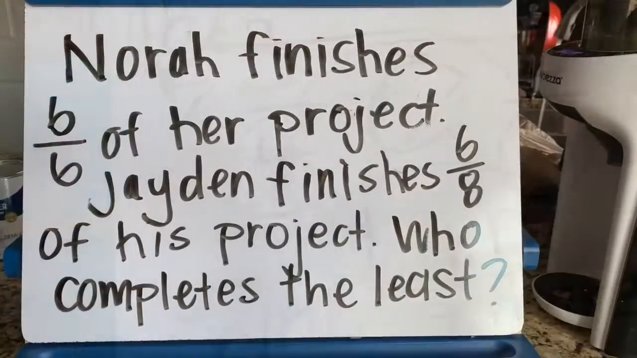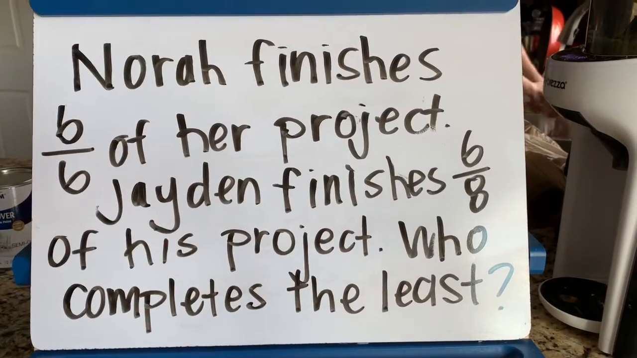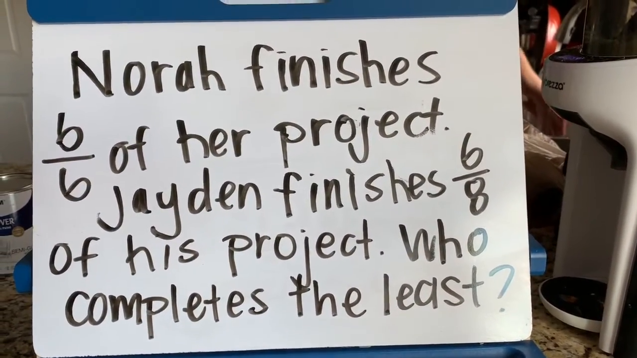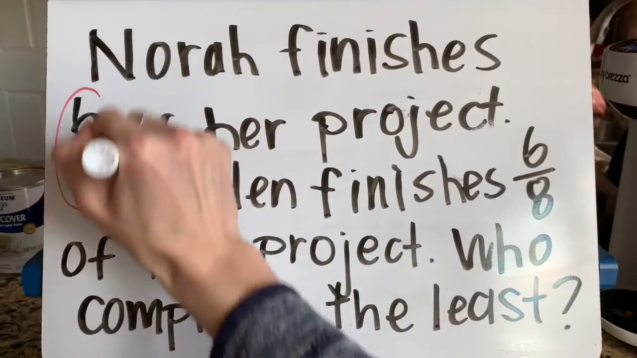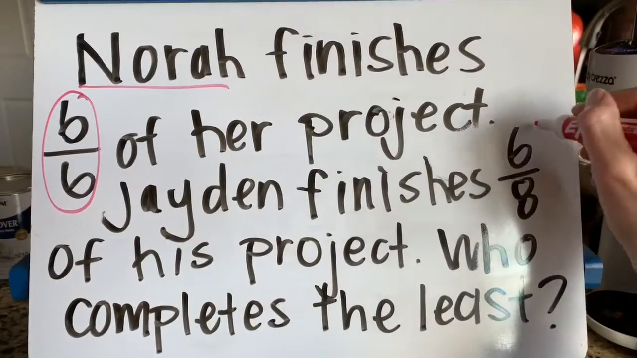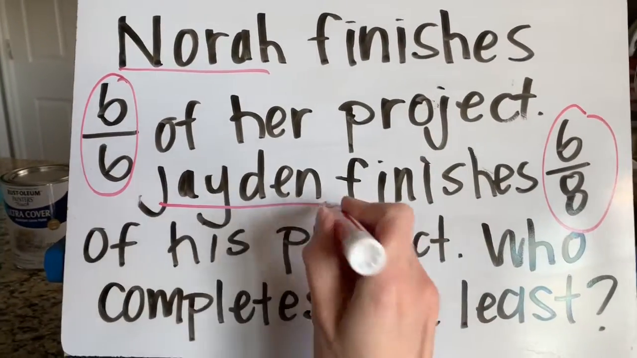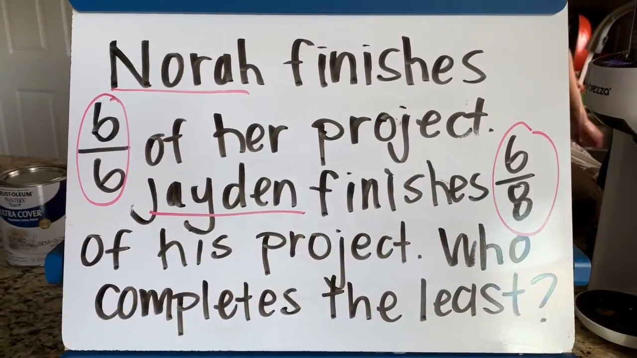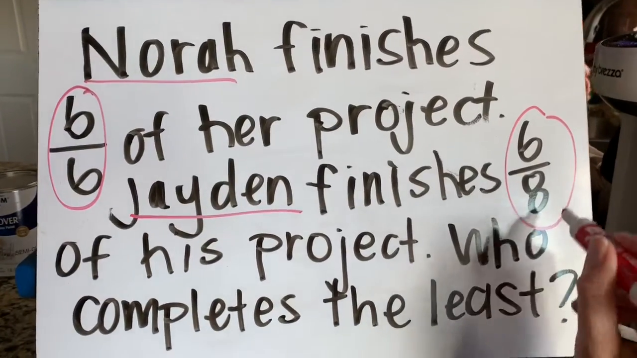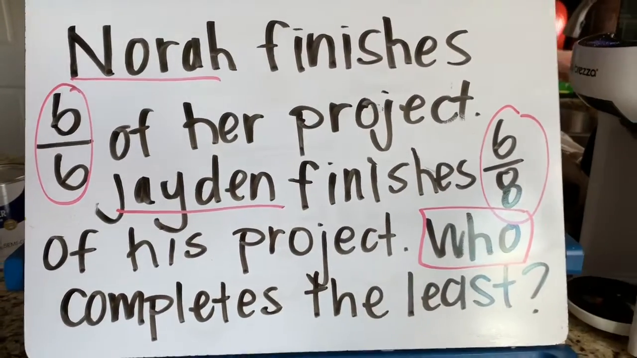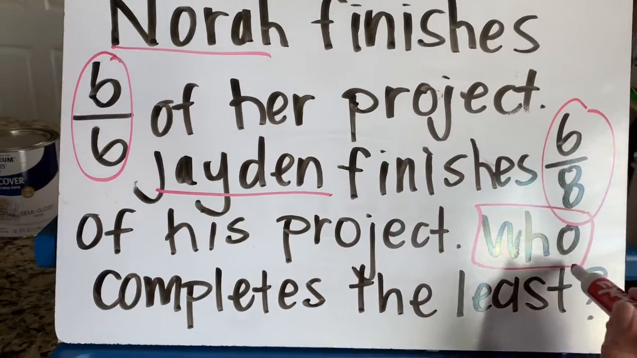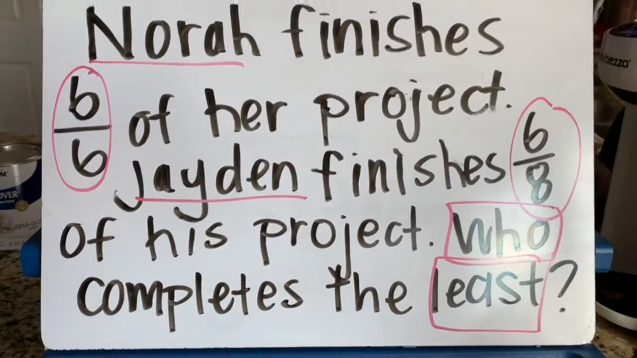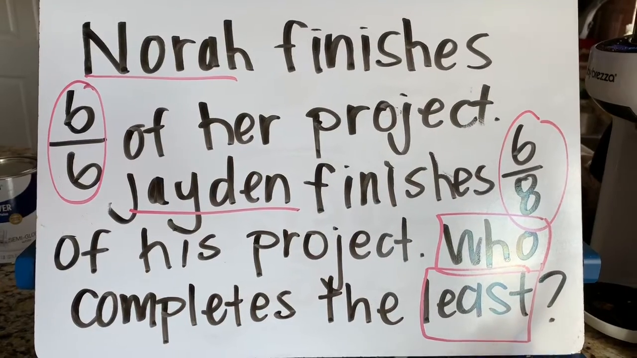I see a word problem with fractions in it. How about you? What do we do first? Pull out the fractions. I know that 6/6 belongs to Nora and 6/8 belongs to Jaden. What do we do next? We find the keywords. I find who because I have to write a name and not a fraction. And I find the word least because I'm looking for who has the least amount of their project finished.